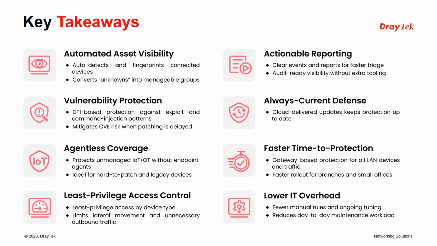So that automatic asset visibility, that vulnerability protection, agentless coverage, so you don't need to install an application on the IoT device because it's being protected by the router. So for hard to patch and legacy devices, that adds a bit of extra security. I mean, legacy devices often you really want to have a plan around getting those replaced, but this gives an additional level of protection. It has least privilege access control, so it's by device type, limiting what it can do, and then we've got actionable reporting through the user portal, and it's always current, always getting updated.